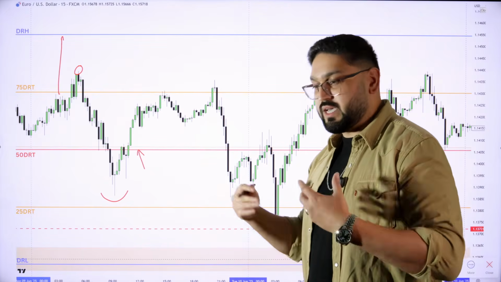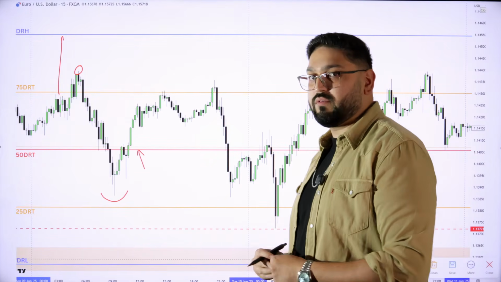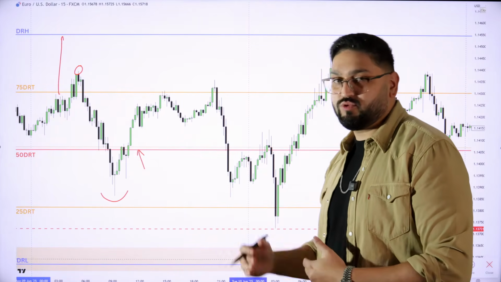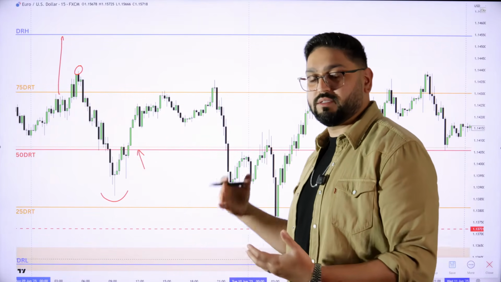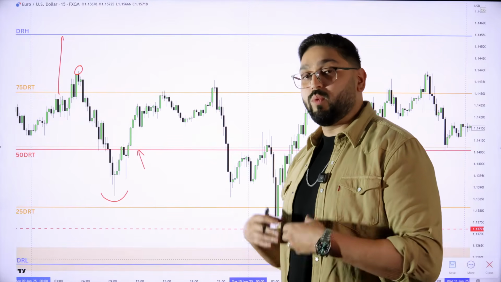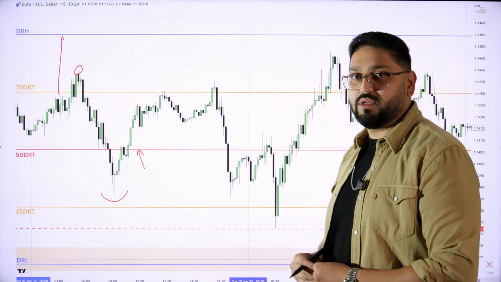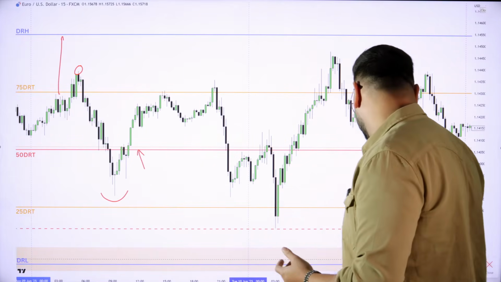Now remember, inside of a type 3 consolidated dealing range, price will ideally move from an extreme premium to an extreme discount. And if we are trading inside of this type of dealing range, we only want to take trades at the extremes of the parent dealing range. So what do I mean by that?